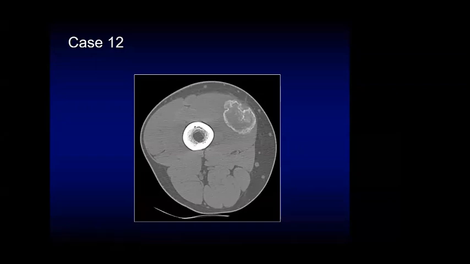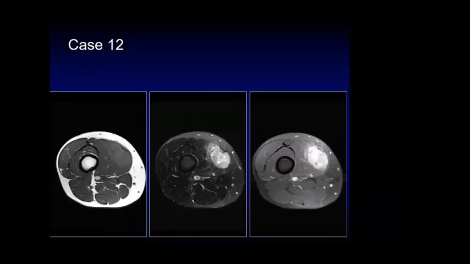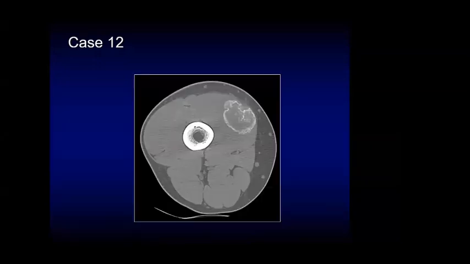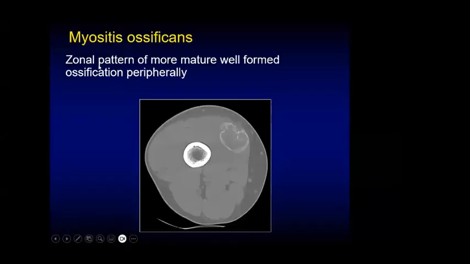Sometimes with soft tissue tumors, you have to be careful. Anything like this could be called sarcoma. But if you had an X-ray or CT scan showing what we call a zonal phenomenon, which is mature ossification in the periphery and less mature ossification in the center, this zonal phenomenon is characteristic for myositis ossificans.